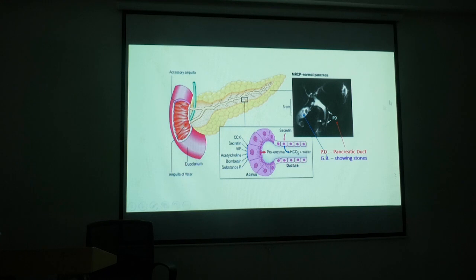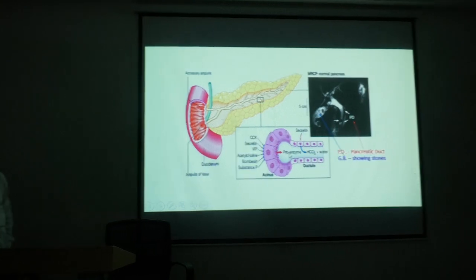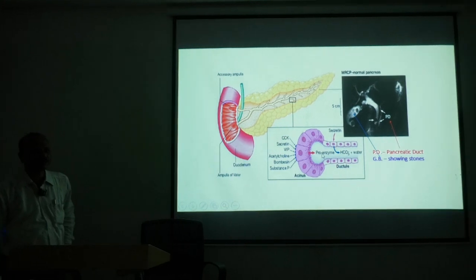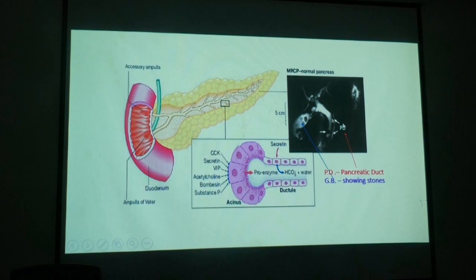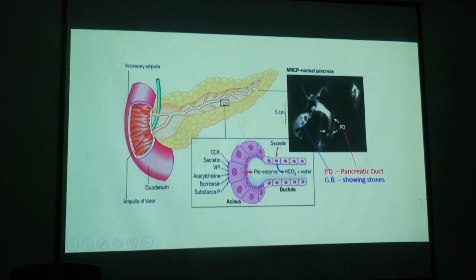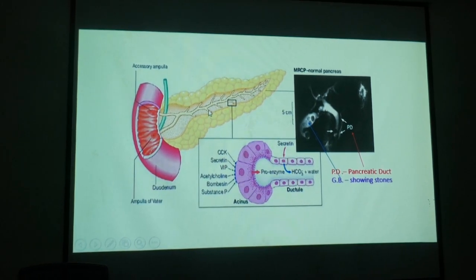You see, under the influence of these hormones, you remember these hormones will be required. The acinar cells are stimulated and they secrete proenzymes, that is trypsinogen, chymotrypsinogen, and these are later converted. And the ductules, the duct subdivides into ductules, and these ductules secrete basically bicarbonate. So this secretion gets mixed here.